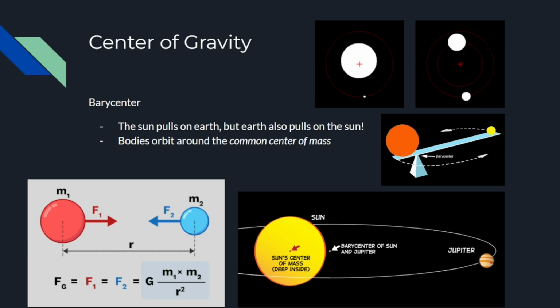Other systems like the Pluto-Charon system, it's difficult to even say one is orbiting the other. Really, the actual thing that's happening is that the two bodies are orbiting around their common center of mass. And this is important, as you'll see later on.